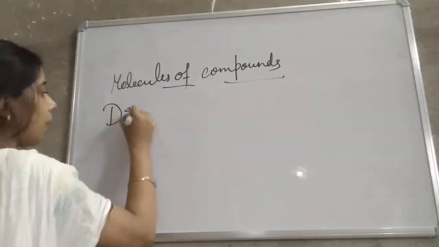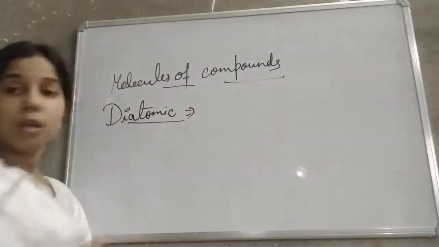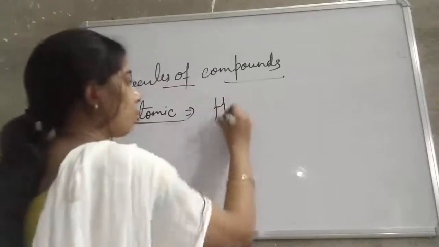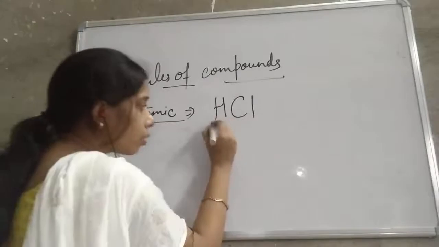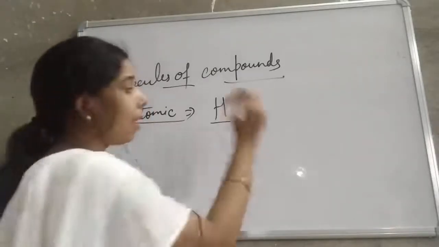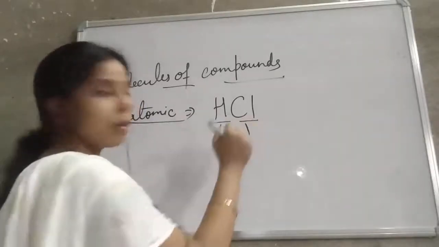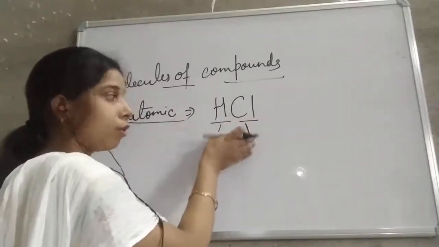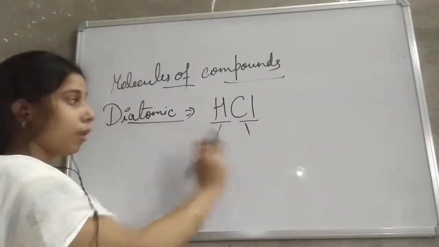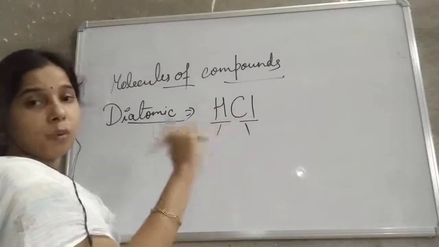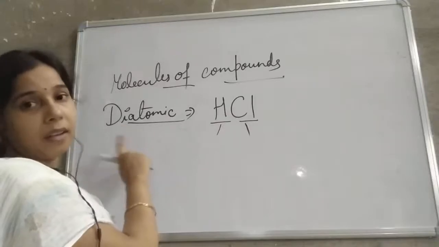When we talk about the diatomic molecule of the compound, an example is hydrochloric acid, HCl. One atom of hydrogen and one atom of chlorine. These two atoms combine together to form hydrochloric acid. Here two atoms are there, both different from each other, so we will call it a diatomic molecule.